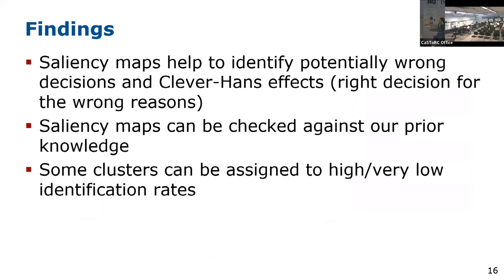Okay, this is what I already said, and our finding is that it's not only that we can identify potentially wrong decisions, we can also identify the so-called Clever Hans effect. Clever Hans effect is one effect in explainable machine learning which it can help to identify. It's when you have the right decision based on the wrong reasons. It comes from a story of a horse, and the owner of the horse said the horse can calculate. And so what happened, they had a board with numbers on it from 1 to 10.